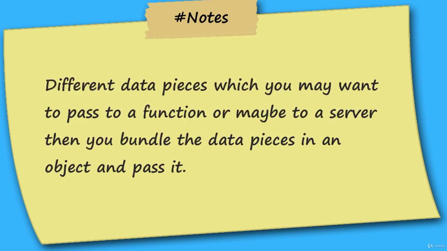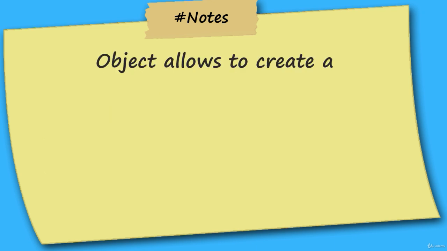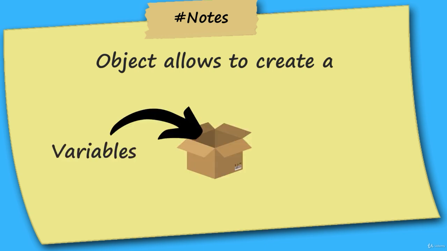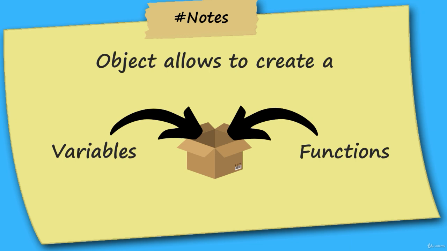Similarly, when you have different data pieces which you may want to pass from one function to another, or maybe to some server, then you bundle the data pieces in an object and pass it. So in a way, an object allows you to create a container where you can put variables, even functions also.